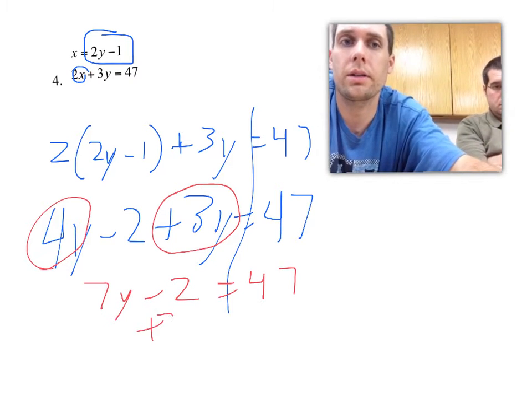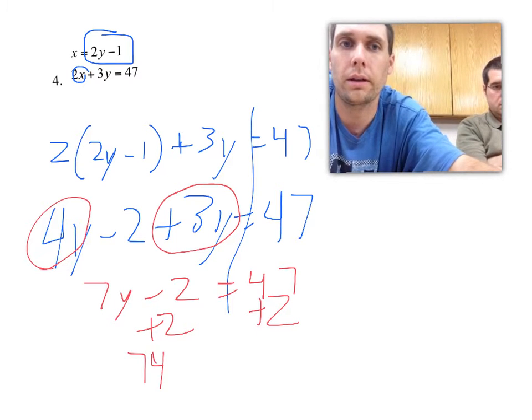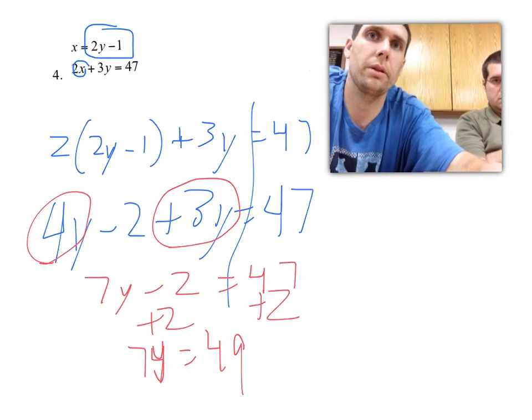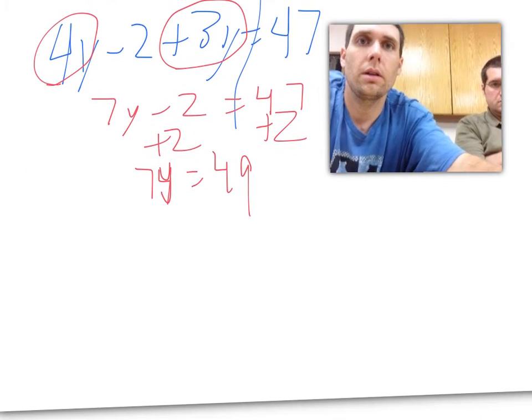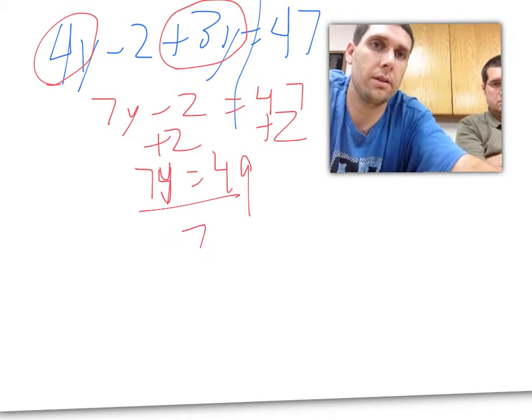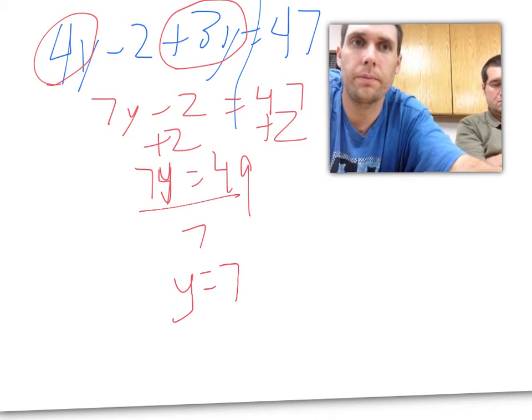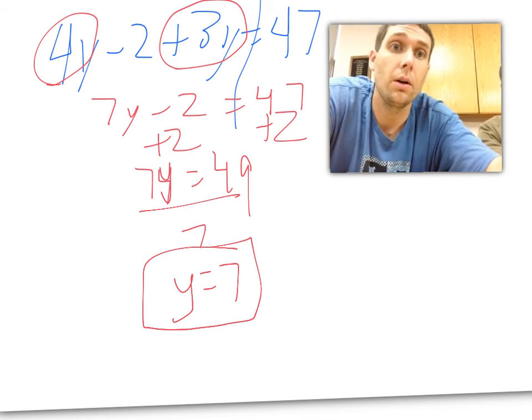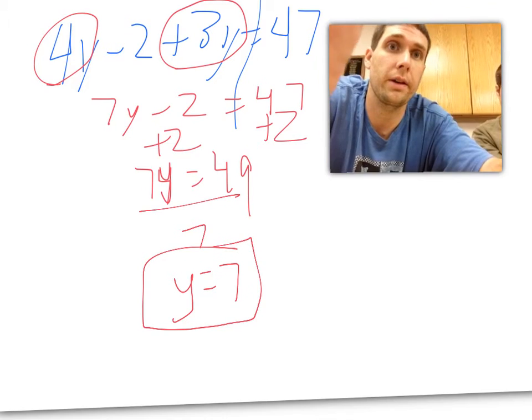If I add 2 to each side, that gives me 49. So 7y equals 49. I'll move this up a little bit so we have a little more room. And then if I divide both sides by 7, I see that y equals 7. Now, once again, systems of equations. 2 equations, we need 2 solutions. So we have y. We still have to plug in and find out what x is.